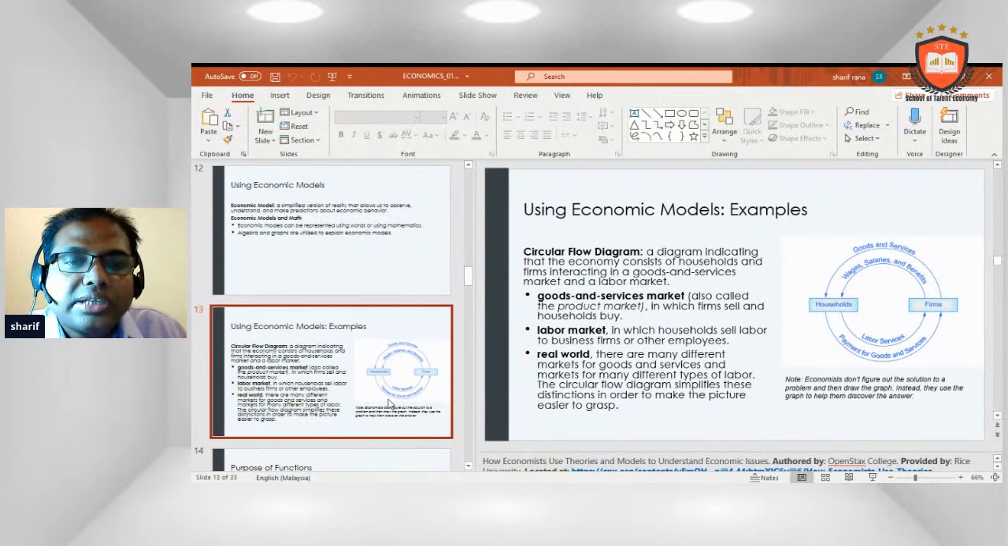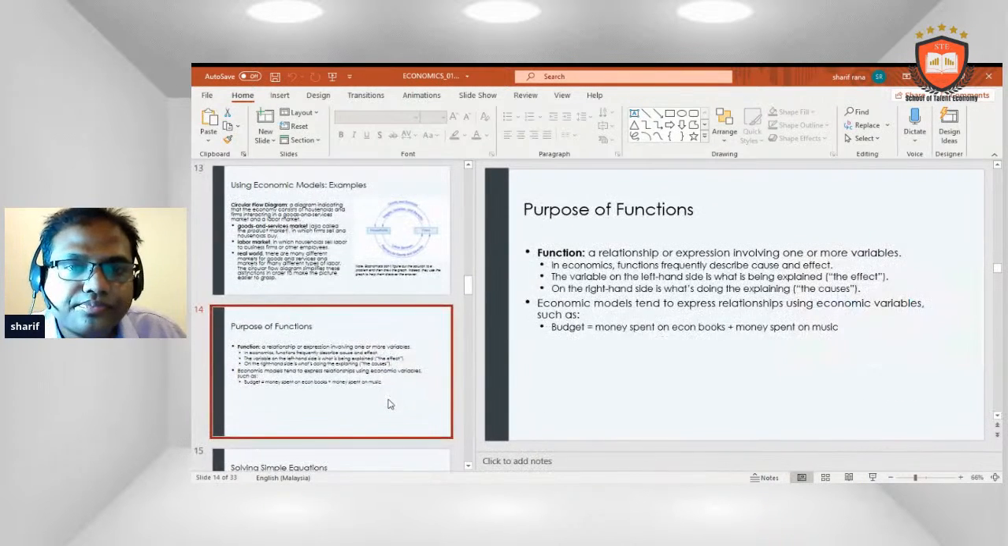In the real world, there are many different markets for goods and services and markets for many different types of labor. The circular flow diagram simplifies these distinctions in order to make the picture easier to grasp. Wages, salary, benefits, goods and services, labor, services, households and firms, payment for the goods and services.